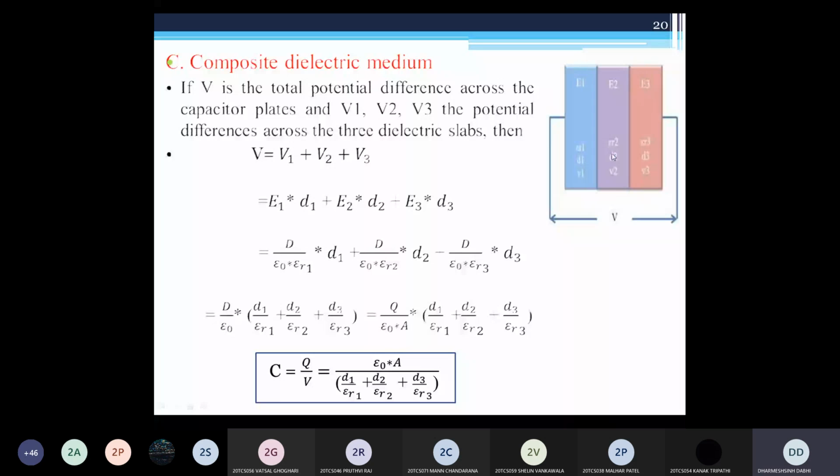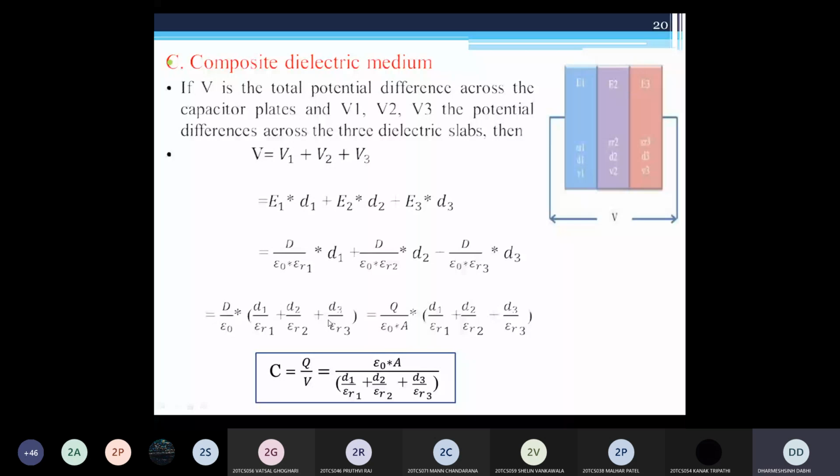In the same way, for the second dielectric material, which has electric field intensity E2, a thickness of D2, and relative permittivity ER2, you can find the voltage across this insulating material. V2 is E2 into D2, where E2 is D by epsilon 0 epsilon R2, and epsilon R2 is the relative permittivity of this insulating material. Same way for the third insulating material, D divided by epsilon 0 into epsilon R3 into D3. So take common D by epsilon 0. It becomes D by epsilon 0 times D1 by epsilon R1 plus D2 by epsilon R2 plus D3 by epsilon R3.